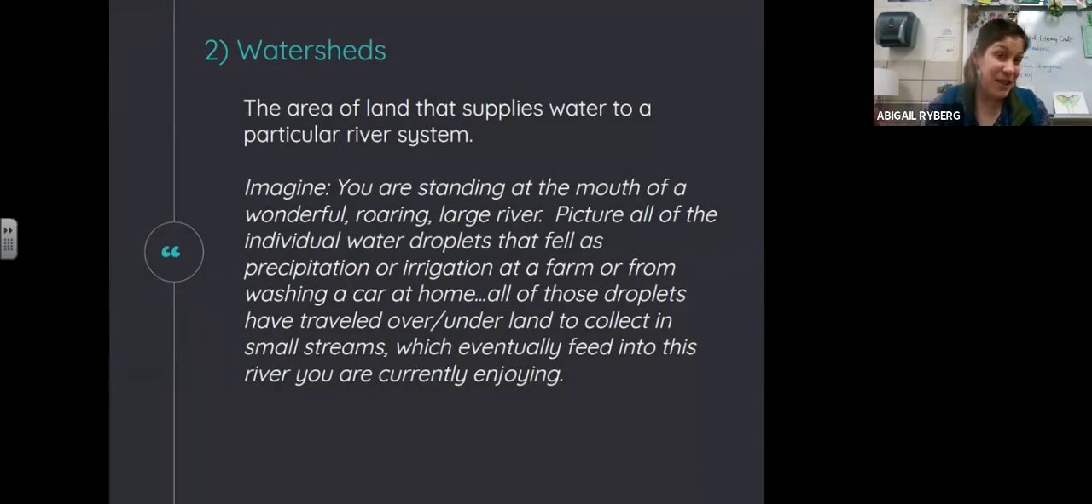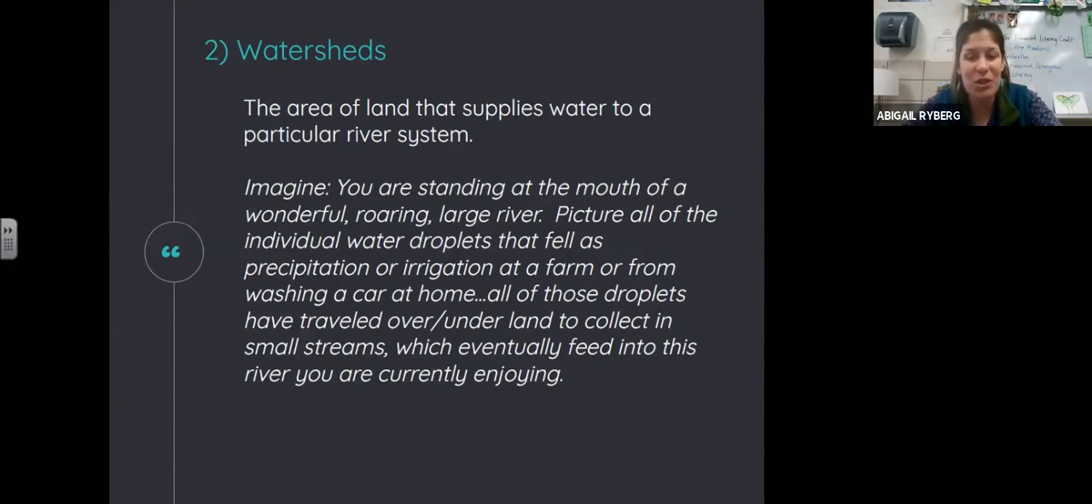So in class, I make you sit here and close your eyes. I normally read this as you're sitting there, and I say, imagine that you're standing at the mouth of a wonderfully roaring large river. Picture all of the individual water droplets that fell as precipitation or as irrigation at a farm or from washing a car at home. All of those water droplets have traveled over and under land to collect in small streams.